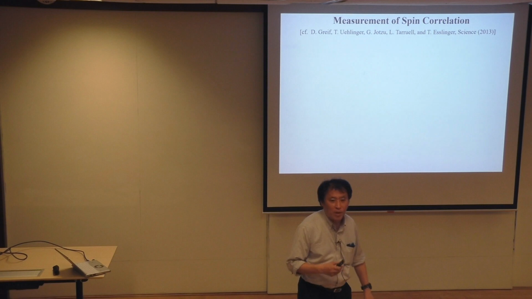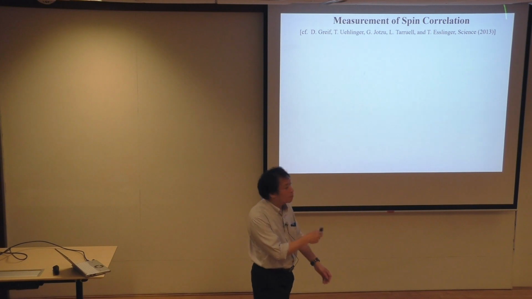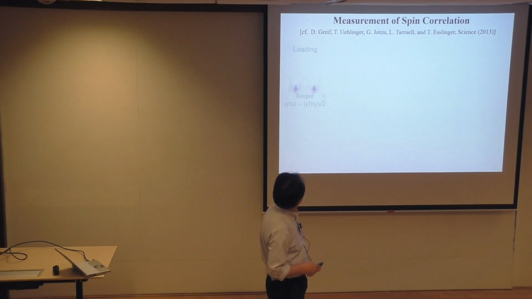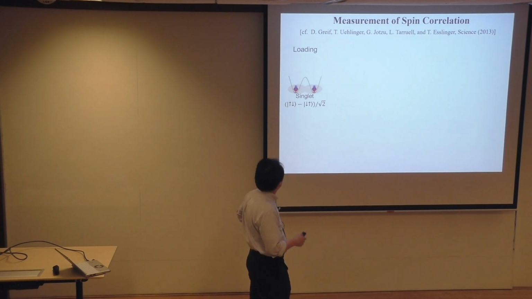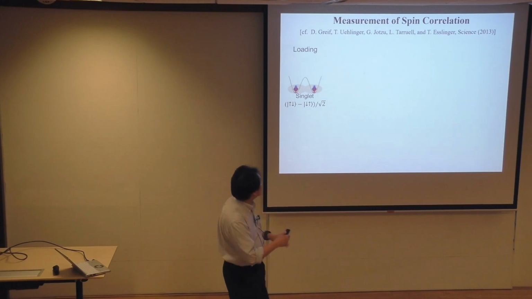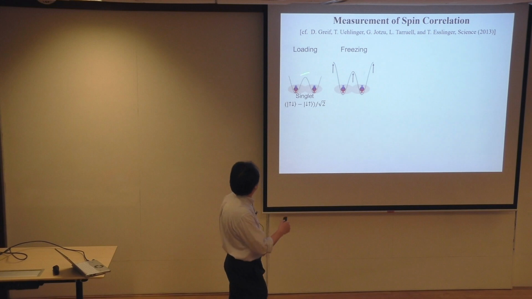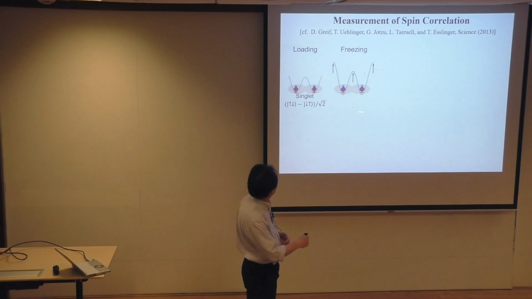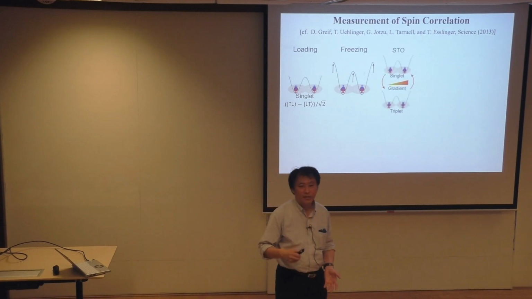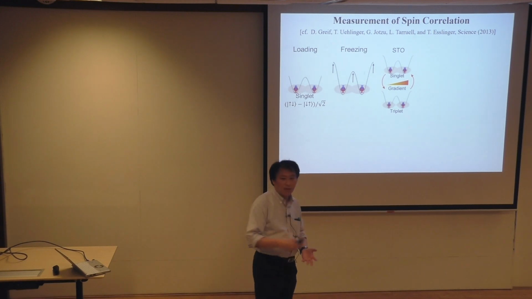Our method for measuring spin correlation is based on the technique developed by the ETH group for the SU(2) system. Let me explain this method. Suppose we have some spin correlation between neighboring sites in the optical lattice, like this. To detect this spin correlation, we first freeze the intersite hopping by increasing the optical lattice potential depth, like this. And then we perform an STO, singlet-triplet oscillation, by applying a spin-dependent potential gradient.